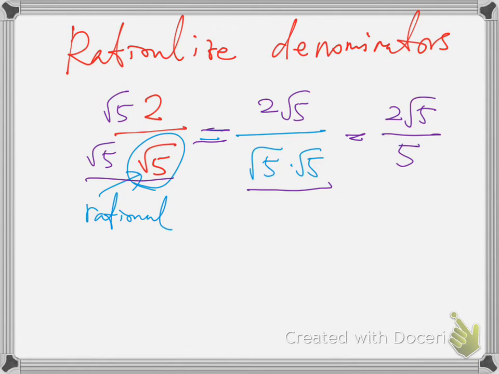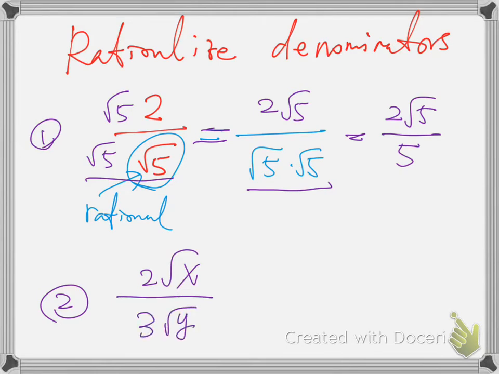So this is the easier case. Just pair the denominator with exactly the same expression. So let's look at another example. If we have 2 radical x divided by 3 radical y. Rationalized denominator means no radical sign. So there is a square root of y in the denominator, so we need square root of y over square root of y. Numerator and denominator, we use the same radical y to keep the value of the fraction.